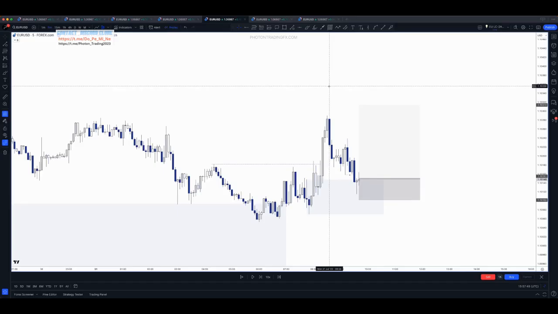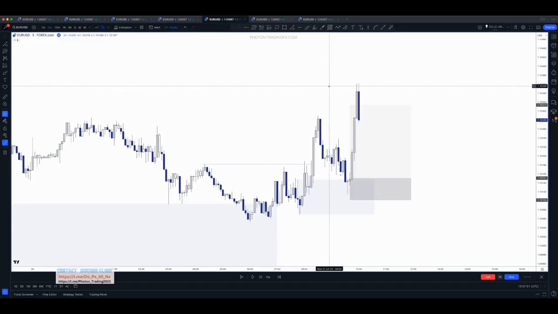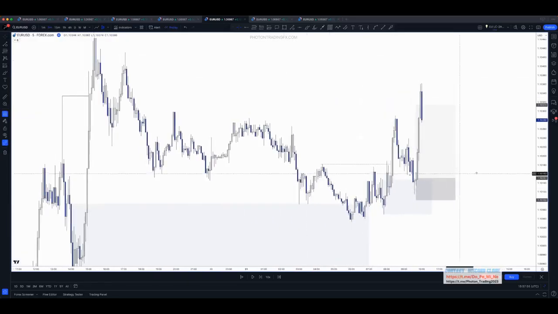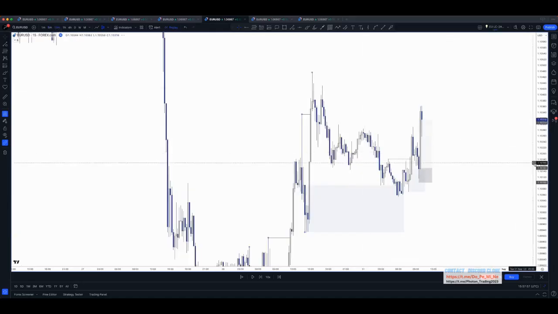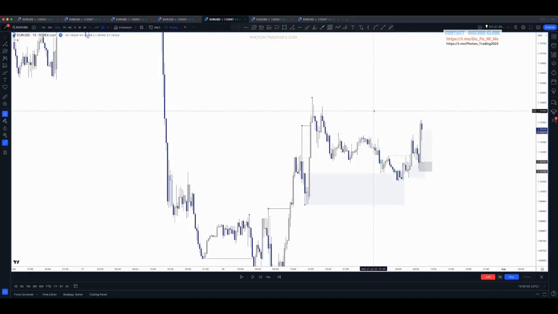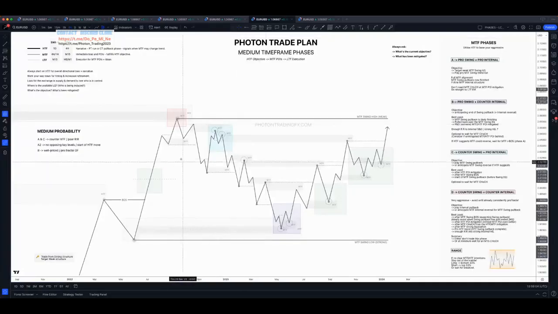Now we get tagged in, so now we do nothing, set and forget management, and there is your quick and simple trade, okay? So again, what is that? That is pro M15 swing, pro M15 internal, so it's a phase A trade, okay? So if we look here, medium probability, phase A. Why is it medium rather than high? Because we've got everything in line. Well, we would counter the 4 hour.